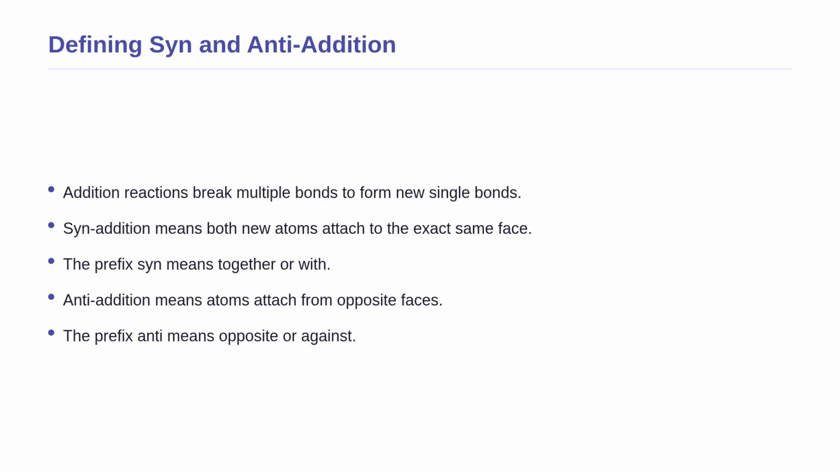Building on our bread analogy, let us define the chemical terms. An addition reaction happens when new atoms attach to the carbons of a multiple bond. If both new atoms attach to the exact same face of the molecule, we call it syn addition, because syn means together. Conversely, if they attach from opposite faces, one from the top and one from the bottom, we call it anti-addition. This simple directional difference completely dictates the molecule's final shape.